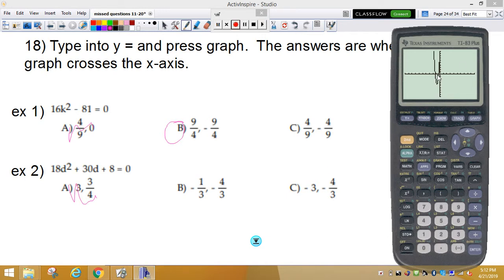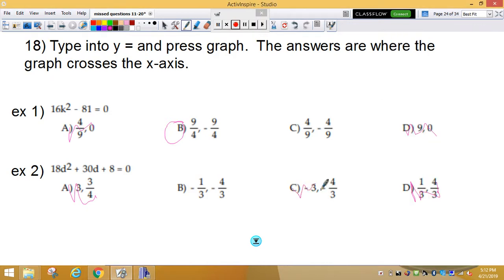C says it touches at -3. Well, there's -1, 2, 3. It definitely does not touch at -3. So it's going to be the one with the 2 fractions. B would be the answer here.